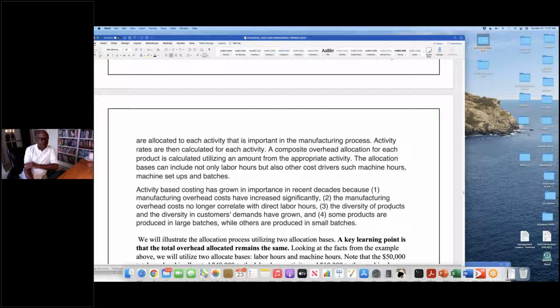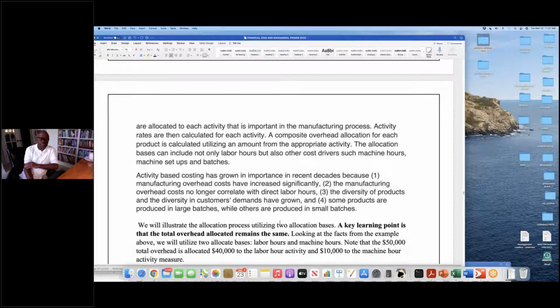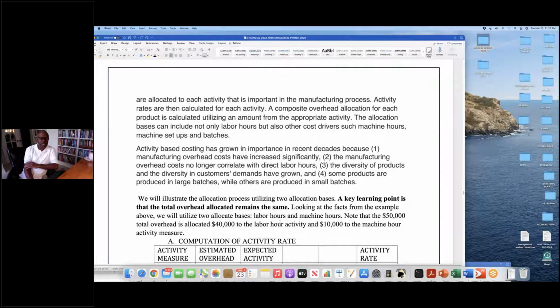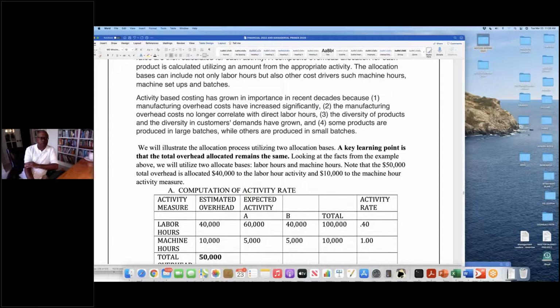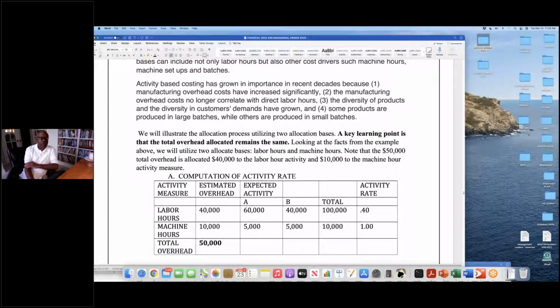Then you've got diverse products. Some products are produced in large batches, others in small batches. So all of those things have to be taken into consideration. Each company looks at this and comes up with the way to do it. So let's go back to our last problem, and let's assume the 50,000 overhead is allocated two ways. Labor hours gets 40,000 of it. Machine hours gets 10,000.